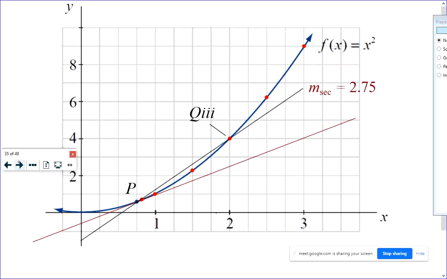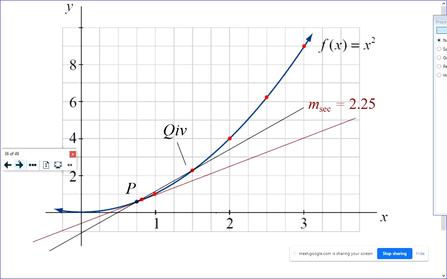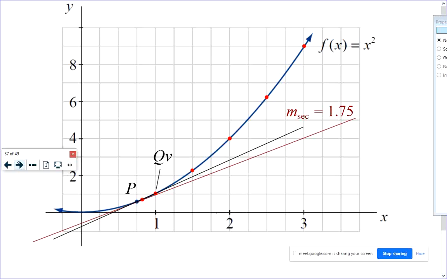And I hope you understand that as we move Q closer to P, the slope of the secant line, although never being equal to the slope of the tangent, does get closer to the slope of the tangent. So these two lines are clearly of different slope, but they're closer in slope value than these two lines. And if we go to Q4, they're getting really close. If you go to Q5, look how close point P and Q5 are. They're very, very close, but the lines are not parallel, obviously. They never will be.